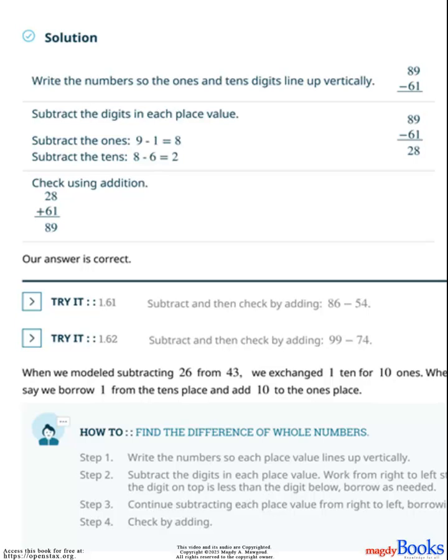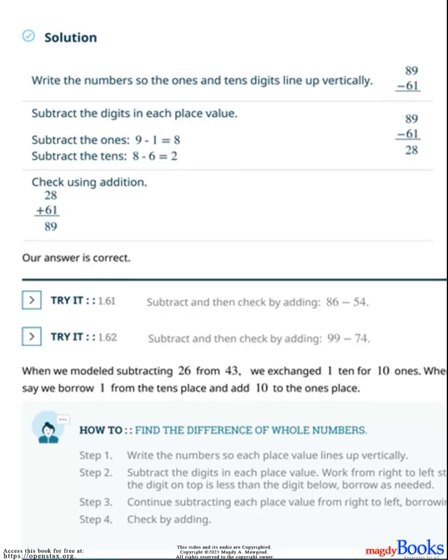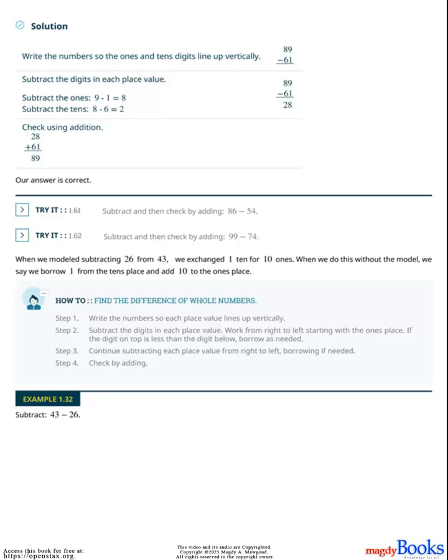Try it 1.61. Subtract and then check by adding. 86 minus 54. Try it 1.62. Subtract and then check by adding. 99 minus 74.